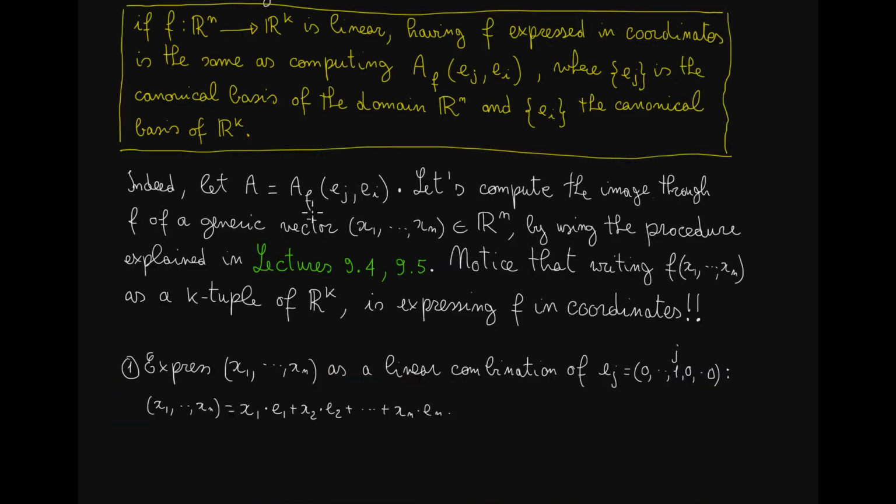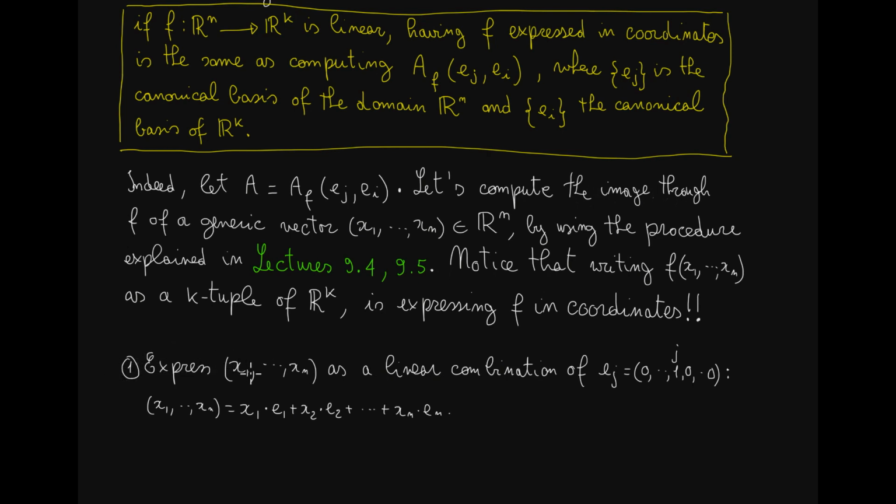Let A be the associated matrix of f with respect to the canonical basis. Let's see why the statement in yellow is true. Let's compute the image through f of a generic vector (x1, ..., xn) in the domain by using the procedure explained in lectures 9.4 and 9.5, even numerically in 9.5. Notice that writing f of (x1, ..., xn) as a k-tuple is expressing f in coordinates. So let's go through the same procedure.